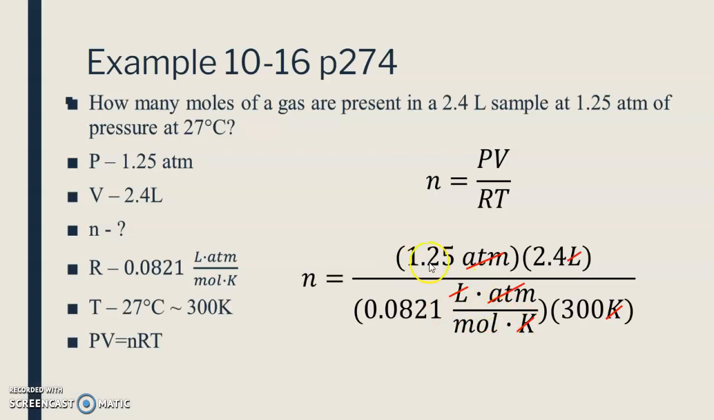In the calculator, 1.25 times 2.4 divided by 0.0821 divided by 300, and I get the answer. That is a big number, a really long number. I look at my original problem, I have 2 sig figs here, 3 here. I don't use temperature to determine sig figs, and so my final answer should be to 2 sig figs. So ultimately I have 0.12 moles in this particular case.